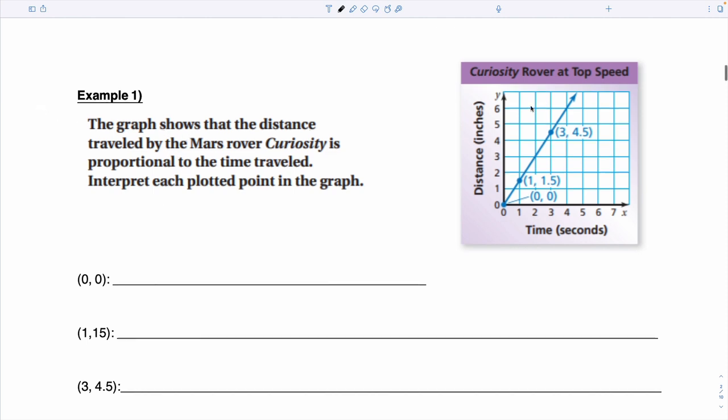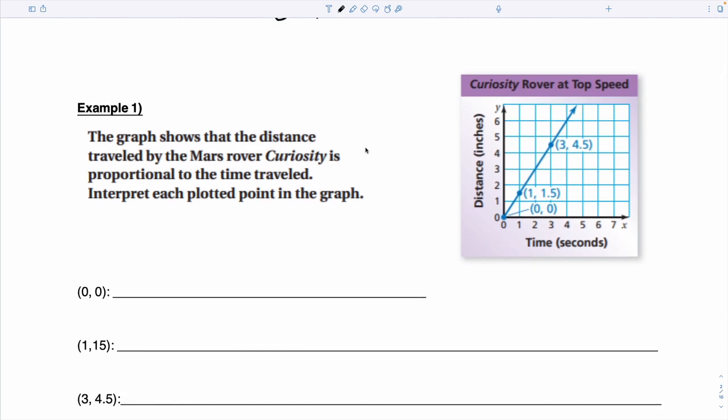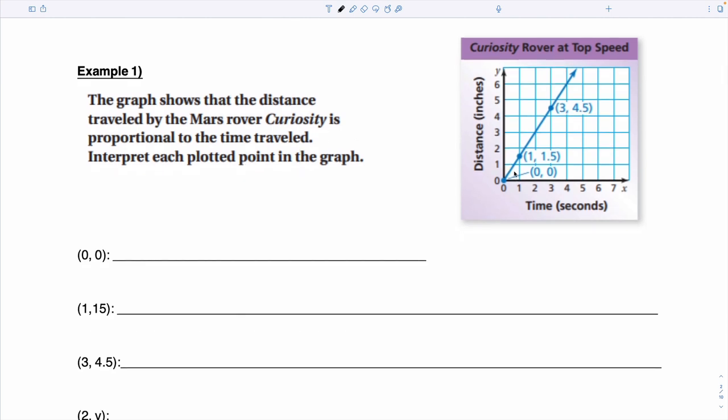So this graph is showing you a few things. It's showing you the distance traveled by Mars rover Curiosity, which was a little robot who might still be on Mars, I'm not sure. And it's proportional to the time traveled. This little robot is very consistent. It does not change speed. It just travels across Mars at a very slow rate and takes some cool pictures. You're going to interpret what the dots mean.